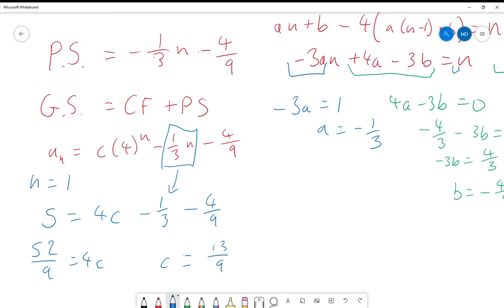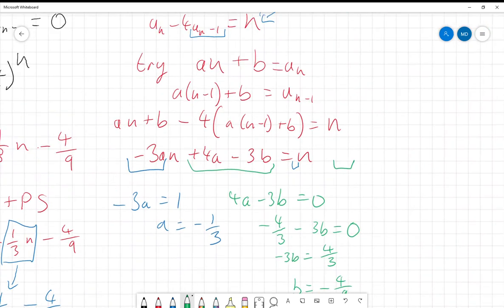And this gives us our general solution of un is equal to 13 over 9, lots of 4 to the n, minus 1/3 n minus 4/9. And notice we did need that constant on the end for our particular solution, otherwise we would not have got the correct answer. Okay, next example.